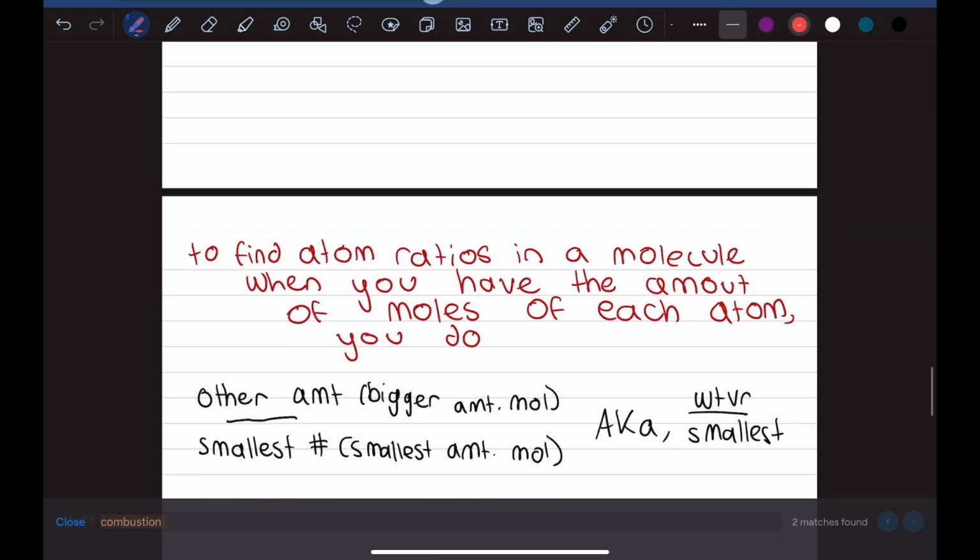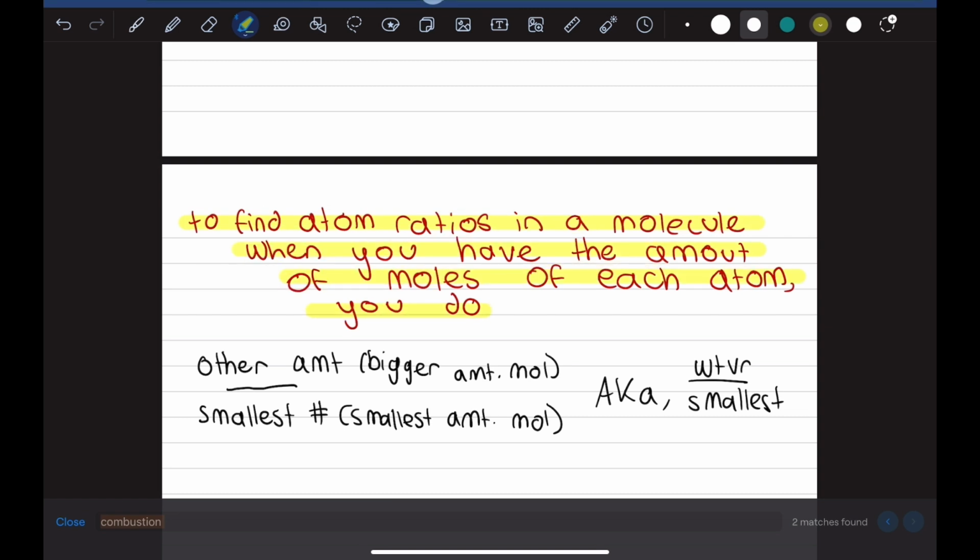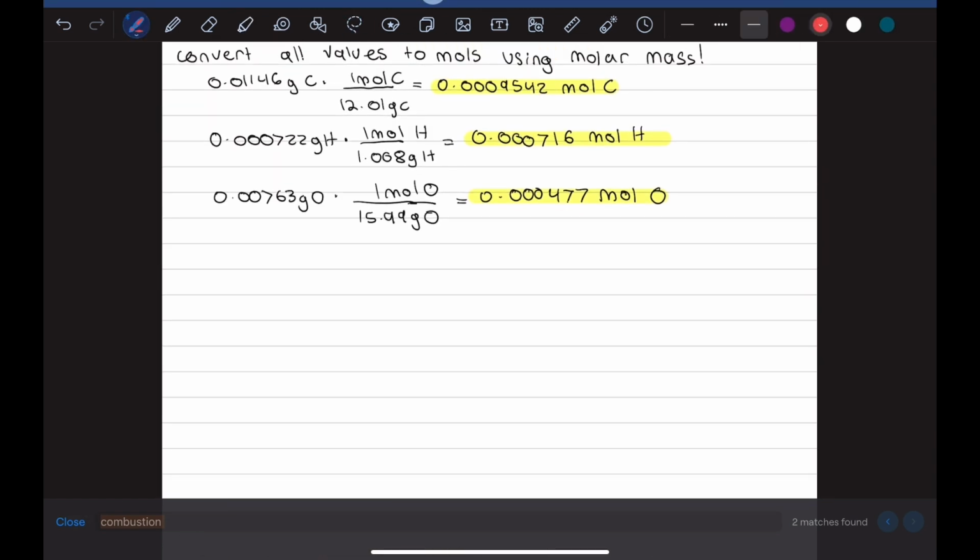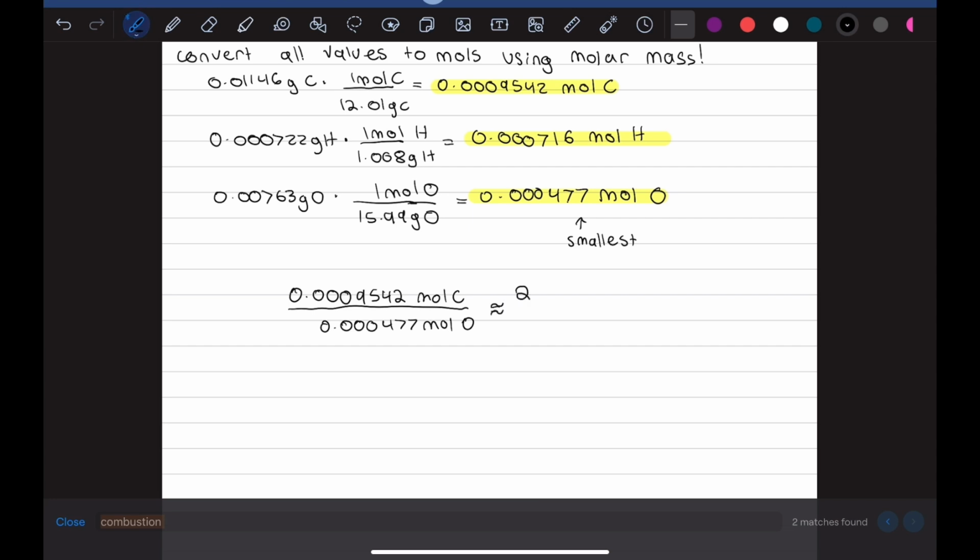You're going to use this ratio. This is something you should memorize for Gen Chem. You're going to divide by the smallest amount of moles. So in our case, oxygen is the smallest amount of moles. So we're going to divide carbon and hydrogen by oxygen. The units cancel out and we're left with numerical values. Since we divided by oxygen, it'll always be 1.